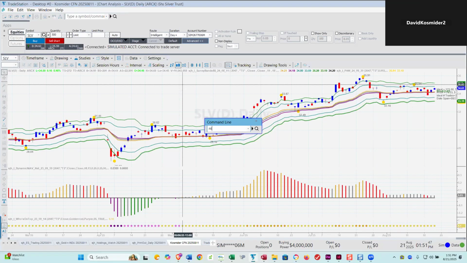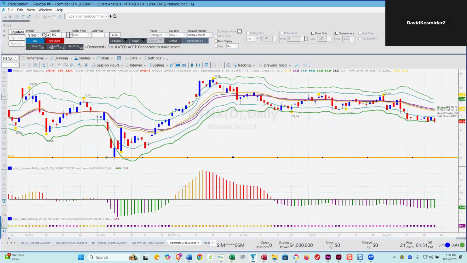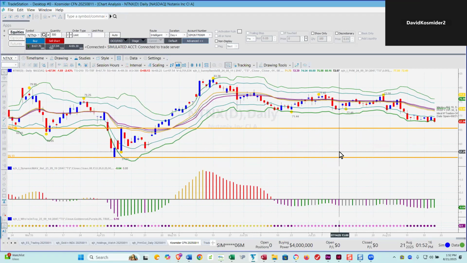NTNX. And that one's going down farther. Let's see. We'll put an attractor on that. We've got one here. Got one right here. So that's probably where we're going. This is at 65.53. So we're looking at dropping to 65.53 on this one.